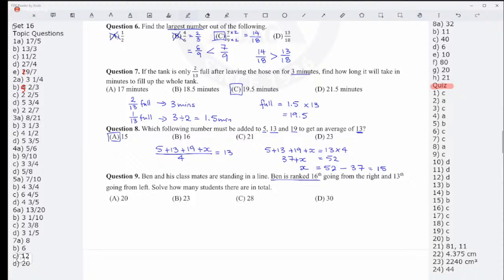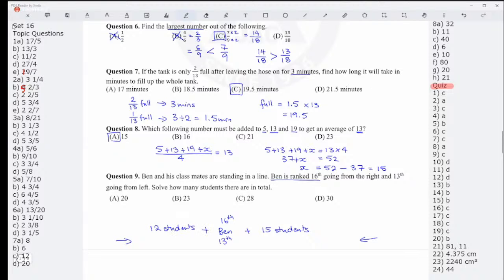Question 9. Ben and his classmates are standing in a line. Going from the right inwards, he is the 16th. So that means there must be 15 students on this side to make sure he's the 16th. And on the left, going inwards, he is the 13th student. So that means there should be a total of 12 students on this side.